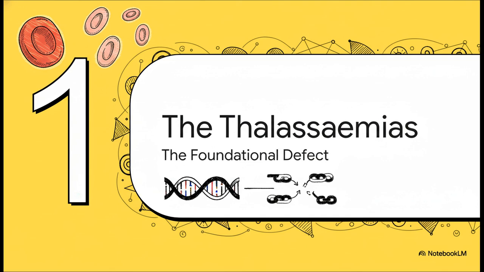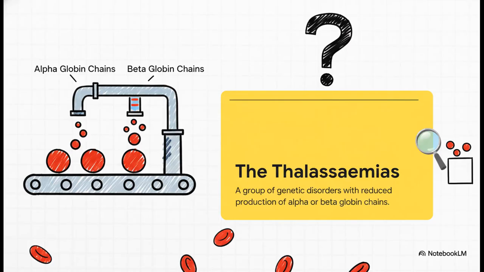To really get a handle on the trait, we first have to understand the bigger family of disorders it's a part of. So, what's the deal with the thalassemias? Well, at their core, they're a fascinating group of genetic disorders. The key issue isn't about the quality of the globin chains in your hemoglobin, it's about the quantity. There's just not enough of either the alpha or the beta chains being made. Think of it like a factory with a major production slowdown.